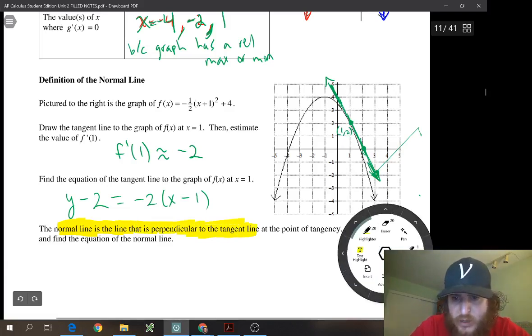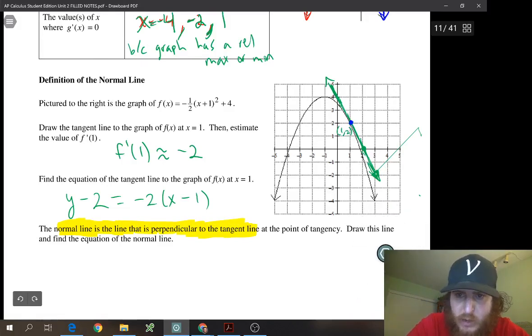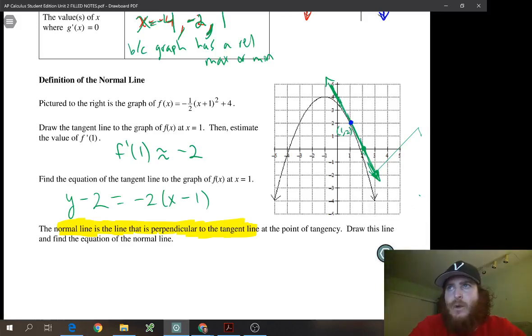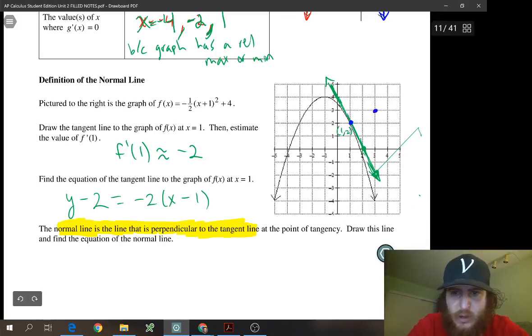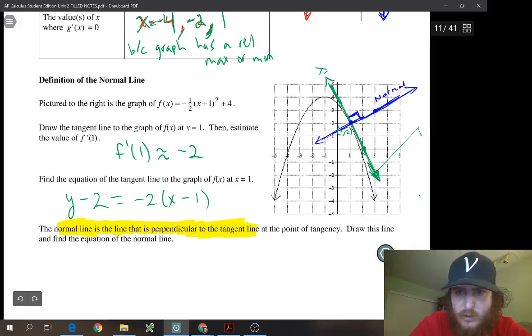So if we were going to draw this normal line, we're going to start here, and we're going to make a perpendicular line. And if you remember about perpendicular lines, they always have opposite reciprocal slopes. So instead of down 2 over 1, it's going to be up 1 over 2. So you could draw that point to help you out. So there's our perpendicular line. This is our normal line if you want to label them. And then this was our tangent line.